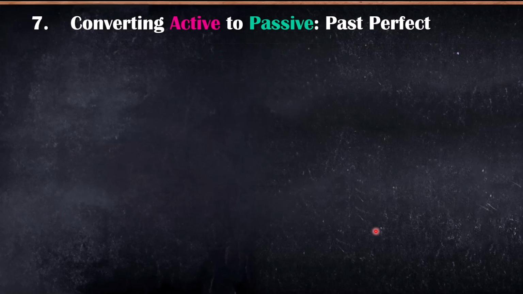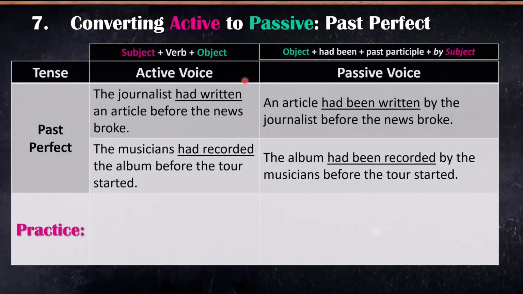Now let's go on to the past perfect. When converting from active to passive in the past perfect, we have the object plus had been plus the past participle plus by subject. For example, the journalist had written an article before the news broke. In the passive voice, an article had been written by the journalist before the news broke.